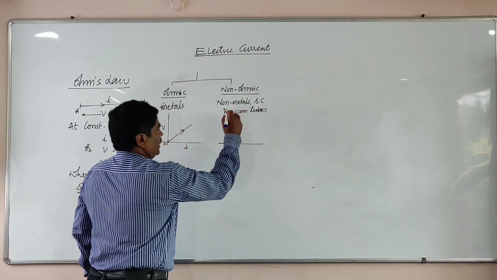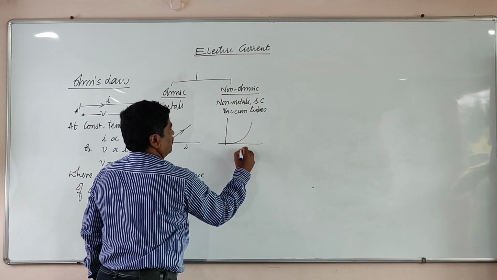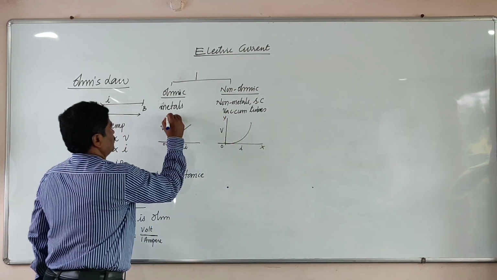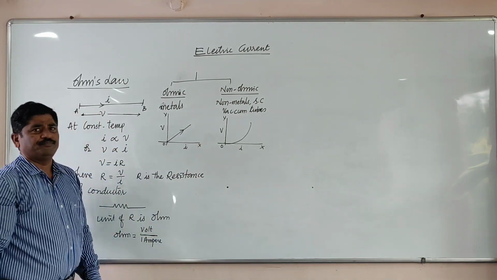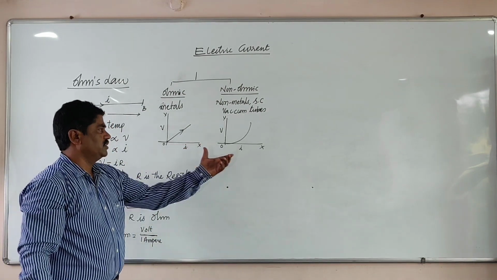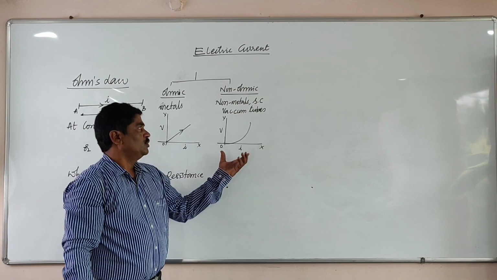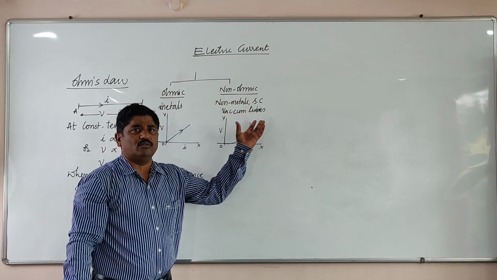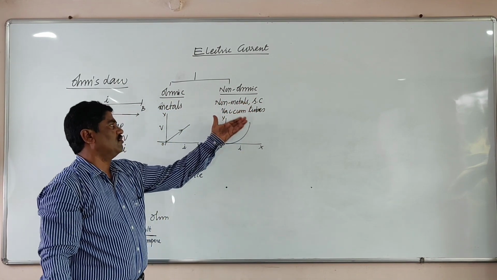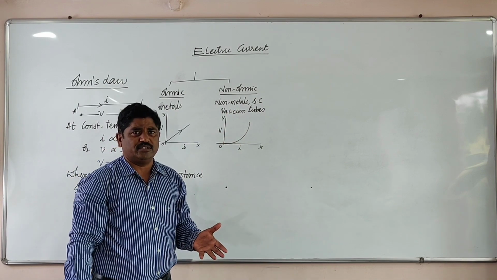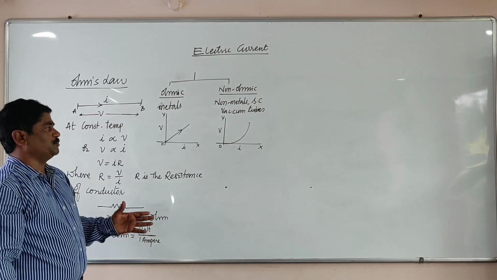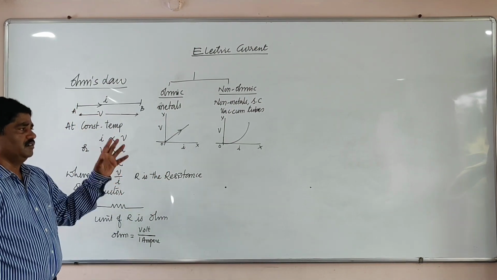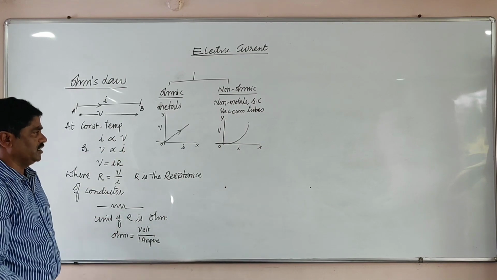But for non-ohmic conductors, a curve is obtained between I versus V when the graph is drawn. So there are ohmic conductors and non-ohmic conductors. Whichever obey Ohm's law are called ohmic conductors, and those which don't obey Ohm's law are called non-ohmic conductors. We can also do an experiment to verify Ohm's law, which we can discuss in the lab activity.